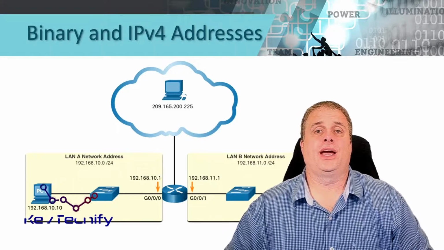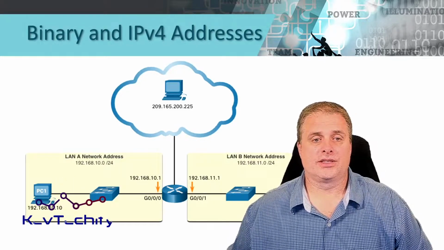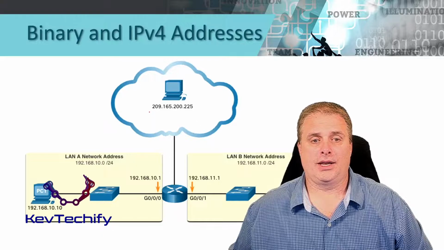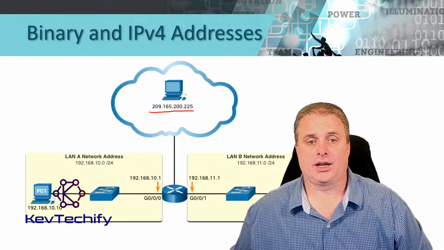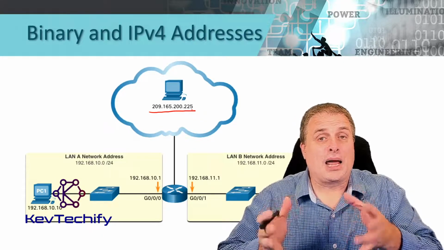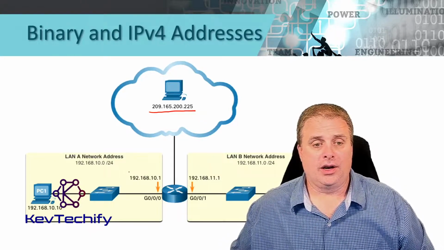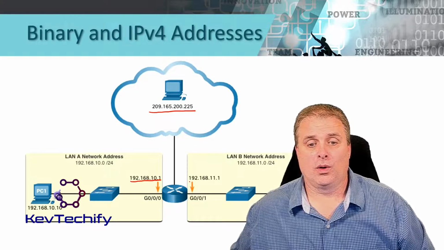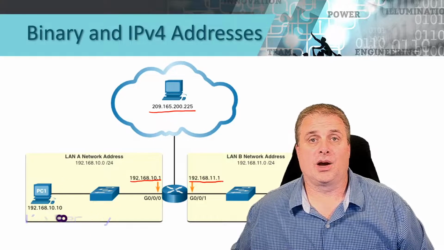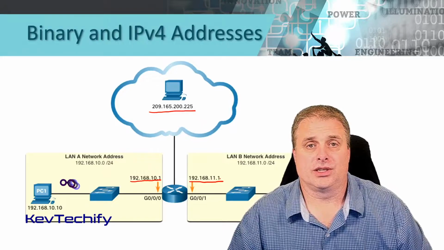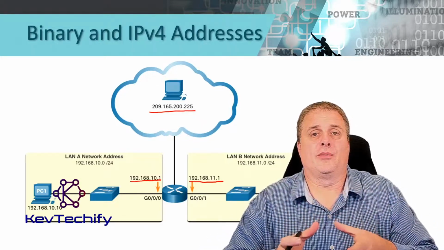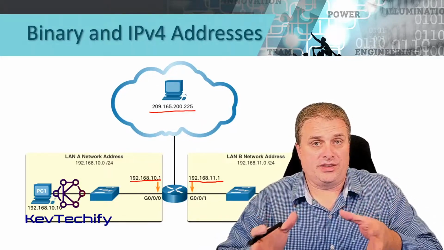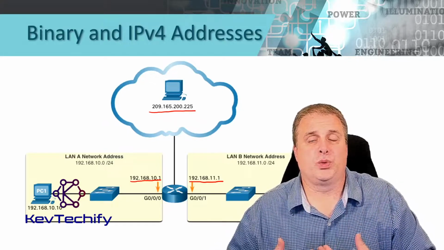When we see IP addresses, like these examples here, we see 209.165.200.225. That is an IPv4 address. Down here, 192.168.10.1, 192.168.11.1. Those are all IP addresses. Now, we've converted them into octets, and we've changed those octets into numbers we can understand.